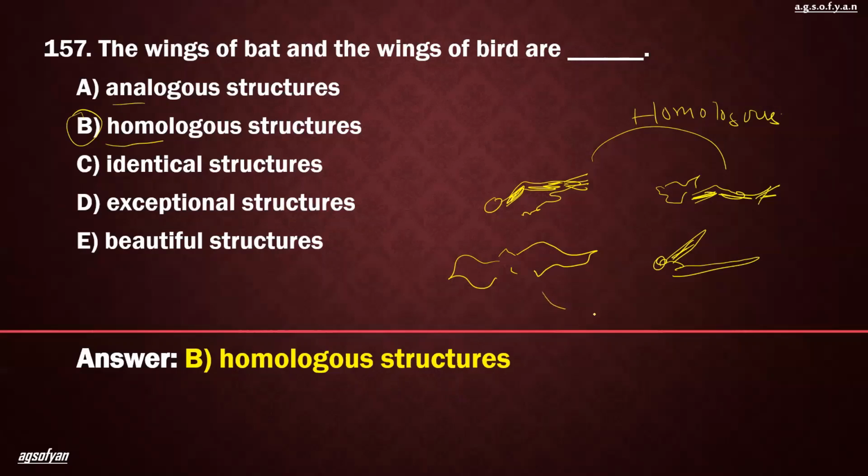So bird and butterfly or insect, the dragonfly, they are analogous. Different structure, but the same function, which is for flying. But the bird and the bat, they are homologs. They are the same structure. They can also have the same function.